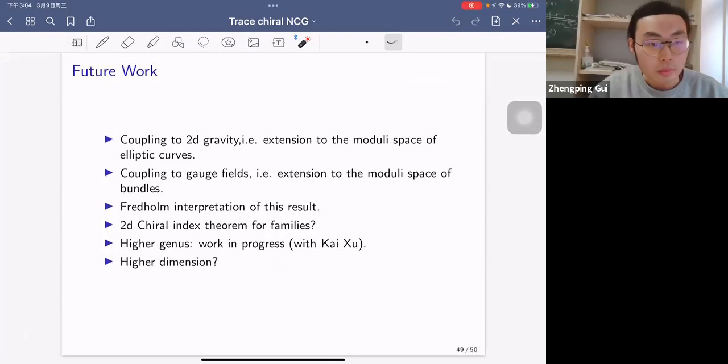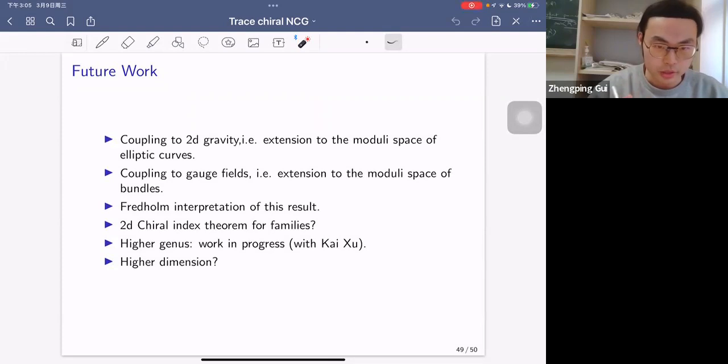Maybe I'm over time, but let me briefly mention some future work. We are now on a single curve. So actually we can couple to two-dimensional gravity. That means we can move along families, along the moduli space of the elliptic curves. We can also couple with some kind of non-trivial holomorphic bundles on the elliptic curves.